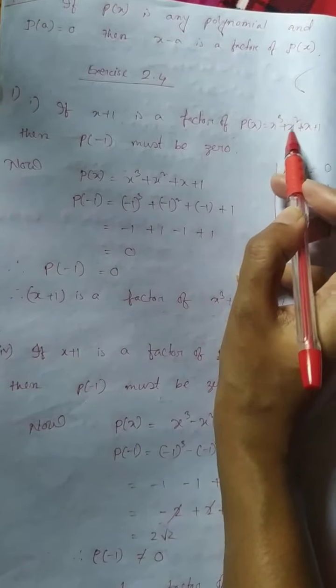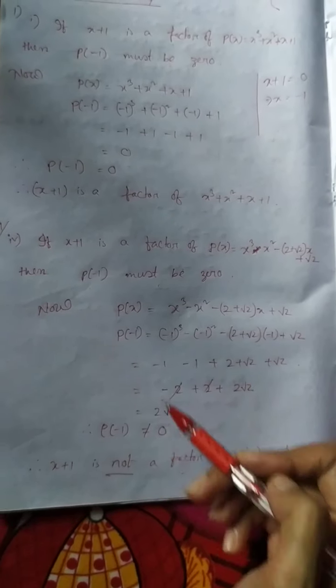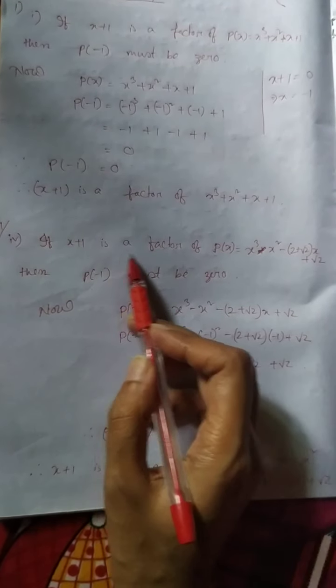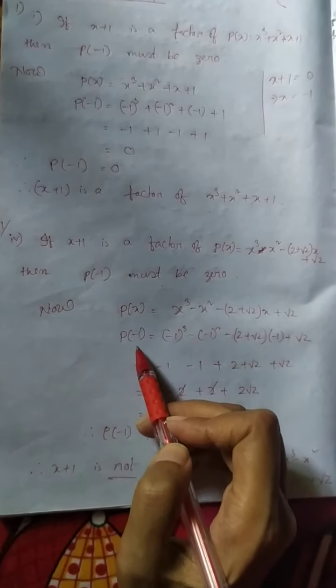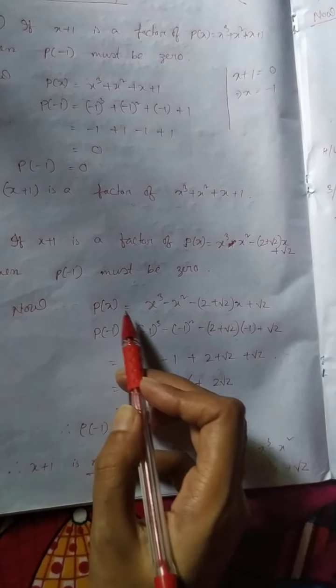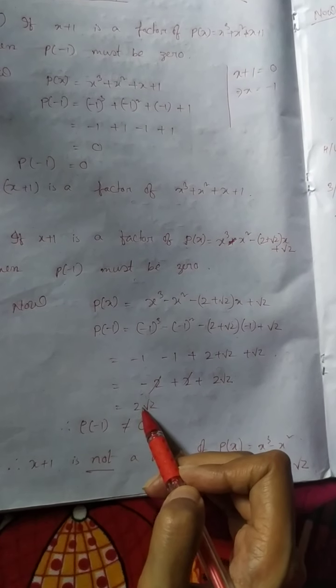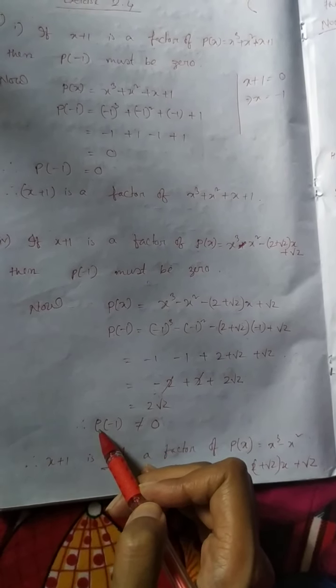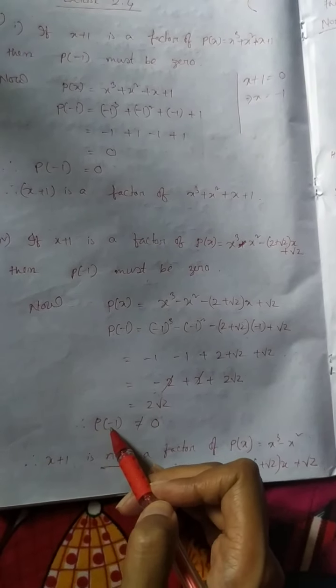Okay. Now similarly for this one, I will write p of minus 1. How? Because from here I got x equals minus 1. So if I put minus 1 in place of x, I will get 2 root 2. That means p of minus 1 is not equal to 0. So x plus 1 will not be a factor of this polynomial. Okay.